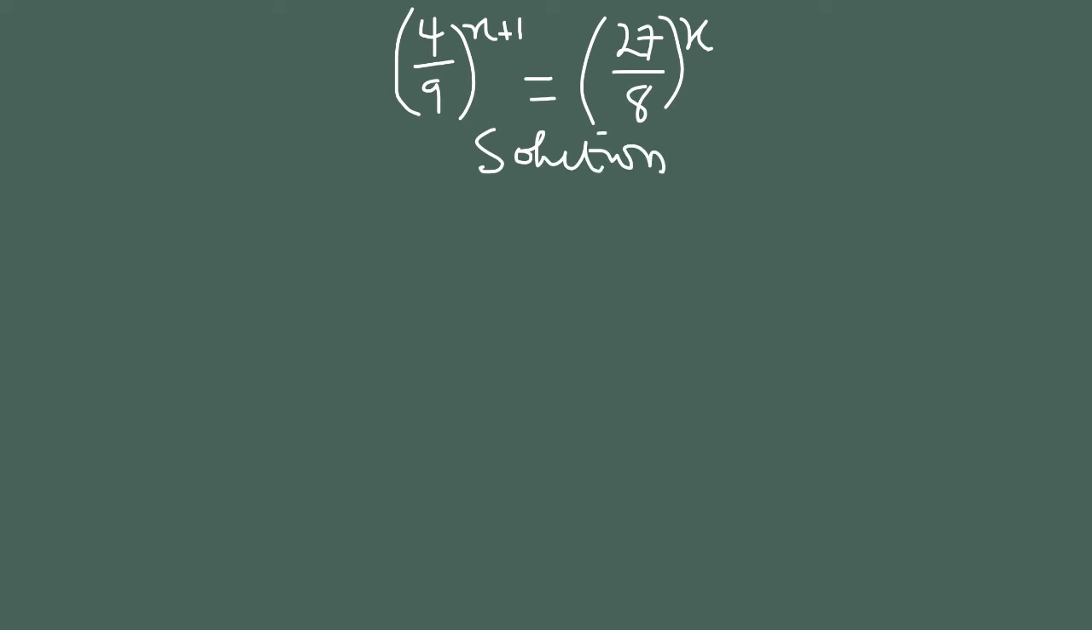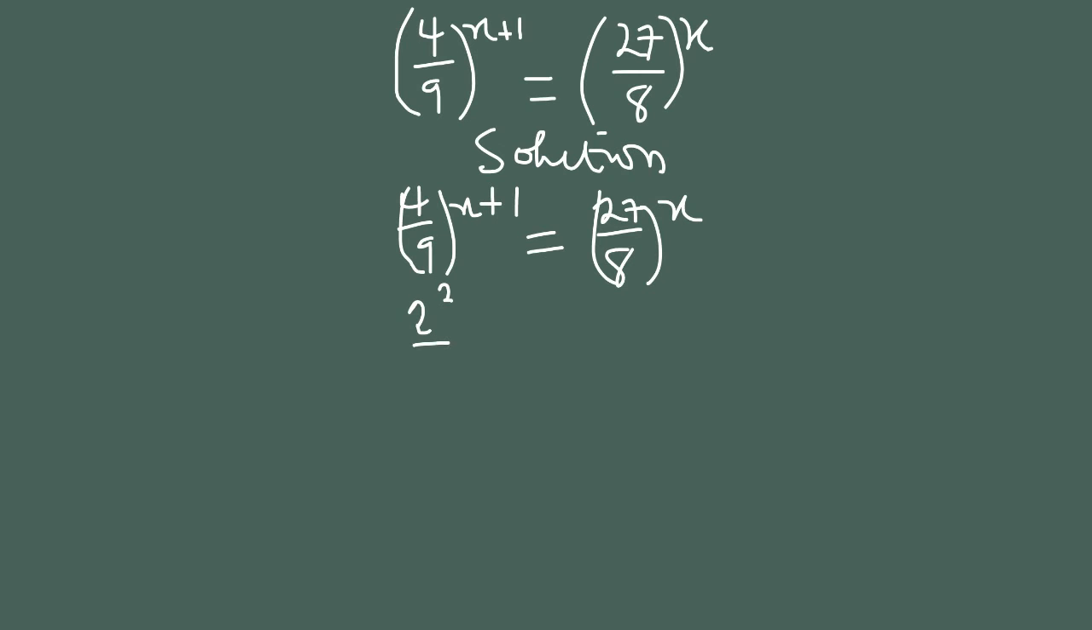And then on the left hand side, we have (4/9) raised to the power x plus 1. This is equal to, on the right, (27/8) raised to the power x. Now what we're going to do here is write 4 over 9 using 2 and 3 as bases for 4 and 9 respectively. So we can write 4 as 2 to the power of 2 all over 3 to the power of 2, all raised to the power x plus 1.